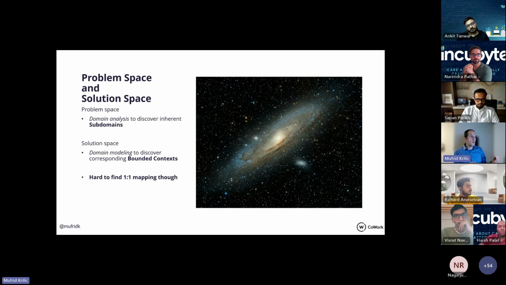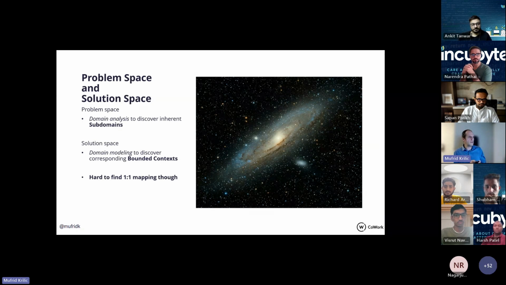And we also want to distinguish between problem space and solution space. And this is what I will be covering today. We will show how to do domain analysis and, at the same time, how to do domain modeling. We do the domain analysis to discover how the business is working, and domain modeling to model our applications to address business needs. It's hard to map this one-to-one. This is really hard, and you just have to accept it. So we work iteratively to get it as close as possible.